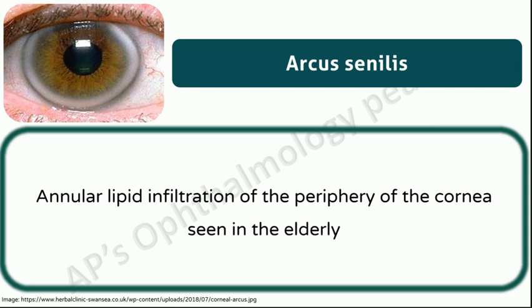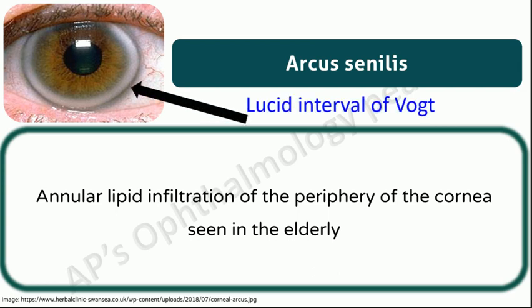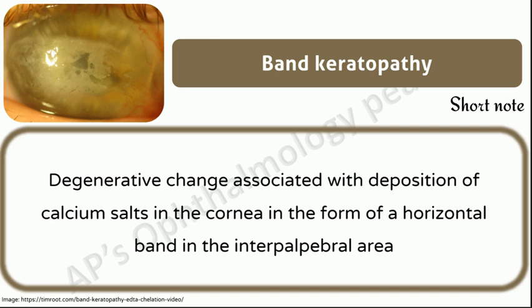Arcus senilis is an annular lipid infiltration of the periphery of the cornea seen in the elderly. The important differentiating feature of an arcus senilis is a clear space between the arcus and the limbus, referred to as the lucid interval of Vogt. When it occurs in younger individuals, it is referred to as arcus juvenilis and can be a sign of hyperlipidemia.